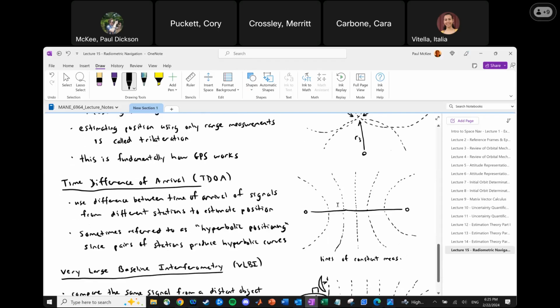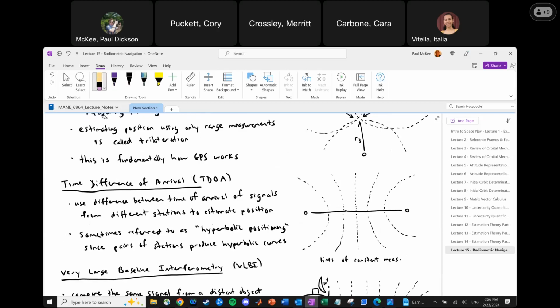We have TDOA. Now there are other things as well. We haven't even mentioned frequency difference of arrival or frequency ratio of arrival. There's a lot of cool stuff that you can do with radar. What we're going to be focusing on this class.